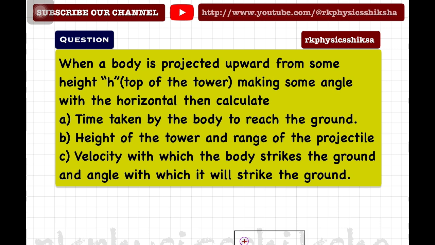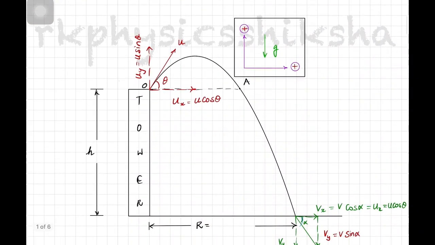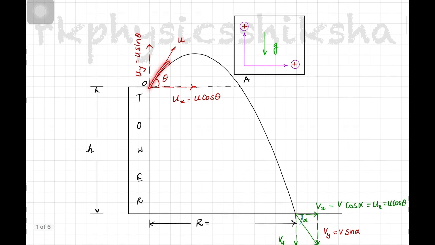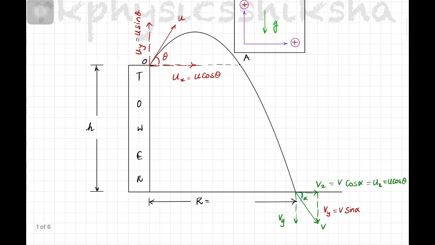In this video, if there is a particle that is thrown into the air making an angle theta with the horizontal, we are supposed to calculate the height of the tower, the range of the projectile, which is the horizontal displacement, the velocity with which it will strike the ground, and the angle with which it will strike the ground. These are the terms that we are supposed to calculate in this case.